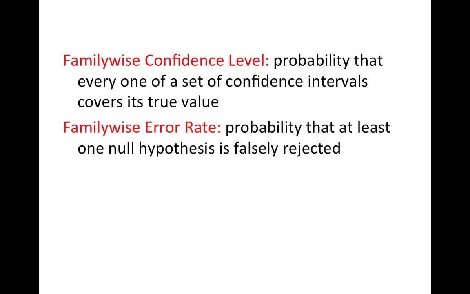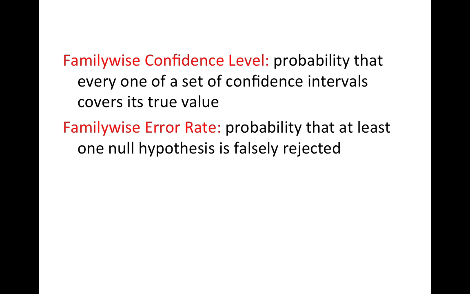Equivalently, for the hypothesis tests, the family-wise error rate is the probability that at least one null hypothesis is falsely rejected. And so we're trying to make sure that the probability that we make at least one mistake is no more than 0.05. In other words, we're trying to make sure that we make no mistakes.